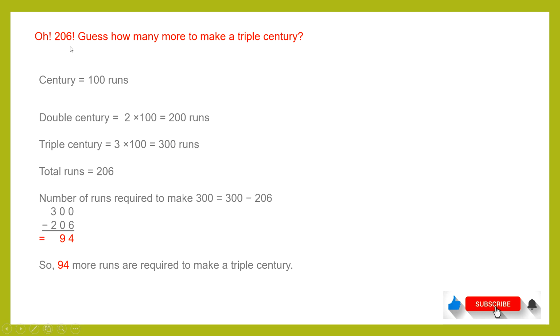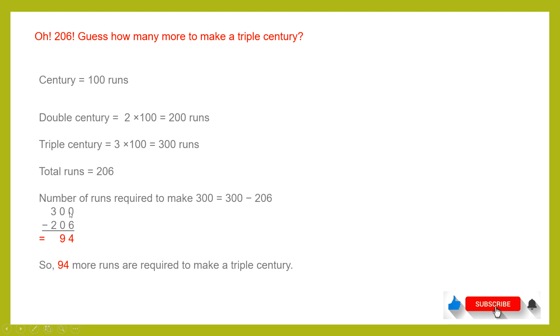Now we are trying to reach from 206 to 300. How can we find out the gap? To find out the gap, we have to subtract the smaller number from the bigger number. So the bigger number is 300 because it comes after 206. So we subtract 206 from 300. The number of runs required to make 300 is equal to 300 minus 206, and we got 94.